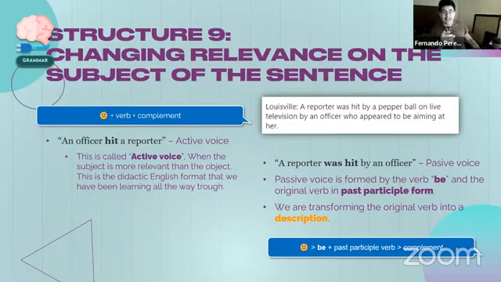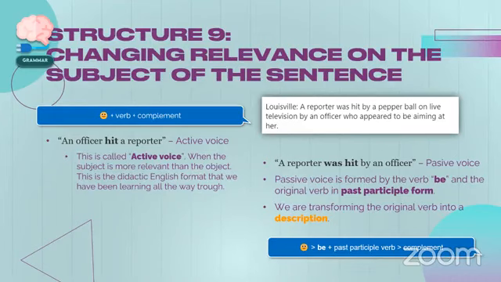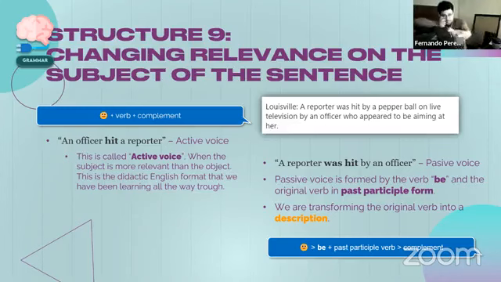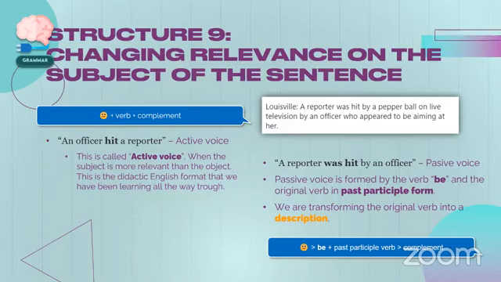Louisville. A reporter was hit by a pepper ball on live television by an officer who appeared to be aiming at her. Aiming is this. I am aiming. Okay.